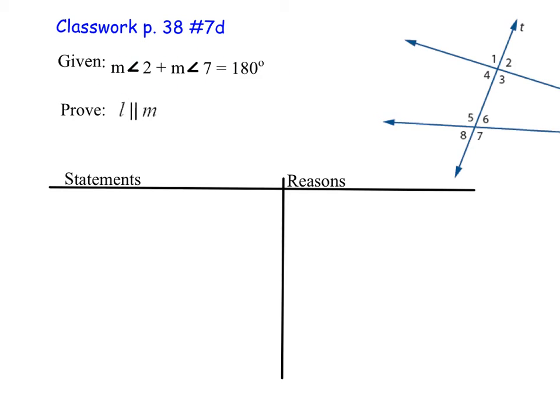Here we're given 2 and 7 equal 180 degrees. Those are same side exterior angles. I'm going to use that given information to try and prove these lines are parallel. As always, we're going to write down our given information first.